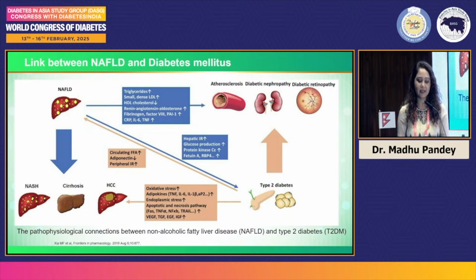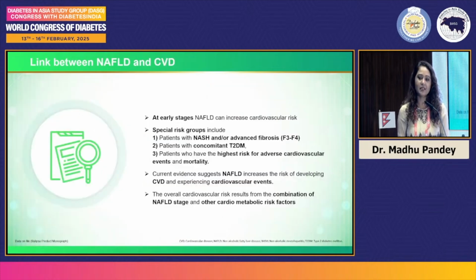We can see this slide. NAFLD leads to type 2 diabetes because of hepatic insulin resistance, glucose production increases, protein kinase increases, fetuin and RBP4 increase. And if the patient has NAFLD, that will increase the triglyceride levels and lipotoxins that will lead to atherosclerosis, diabetic nephropathy and diabetic retinopathy. And with the circulating free fatty acids and adiponectin and peripheral insulin resistance, that will again lead to fatty liver disease. So with all these things, NAFLD and diabetes are interlinked with each other.